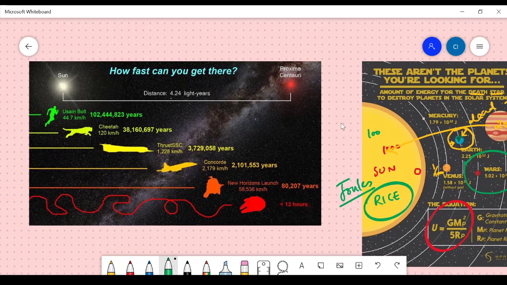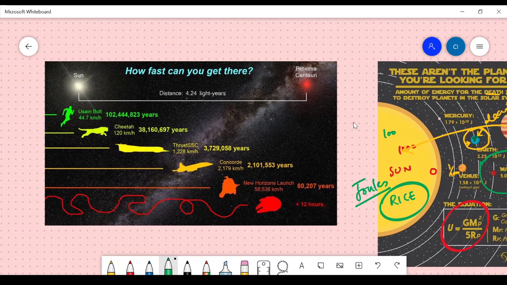The next figure I like this very much is how fast you can get there. So he's taken some examples there, and this is our star sun.